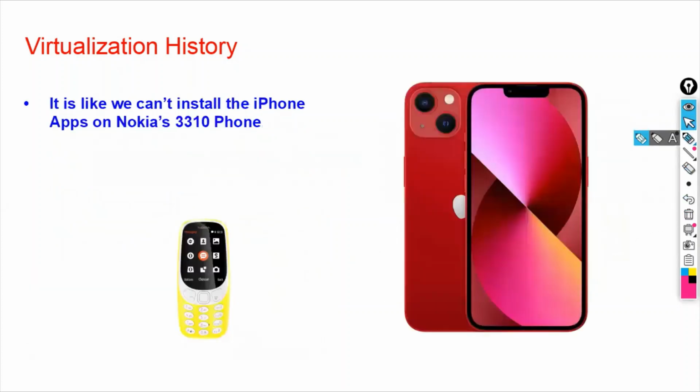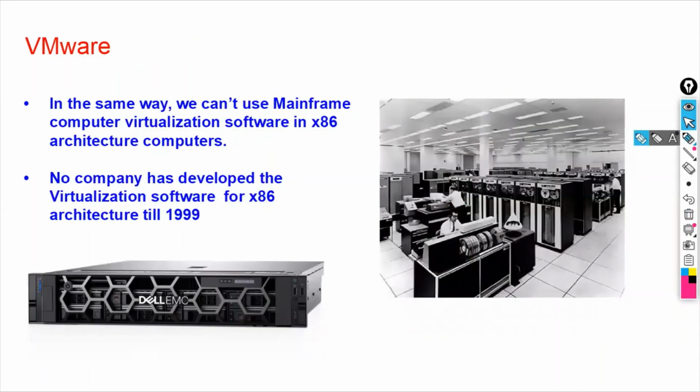It is like we can't install iPhone applications on a Nokia 3310 phone. In the same way, we can't use the mainframe computer virtualization software on x86 architecture computers. No company had developed virtualization software for x86 architecture till 1999.